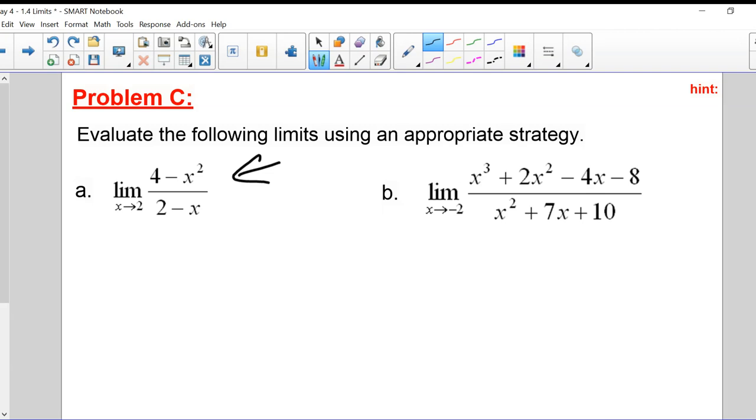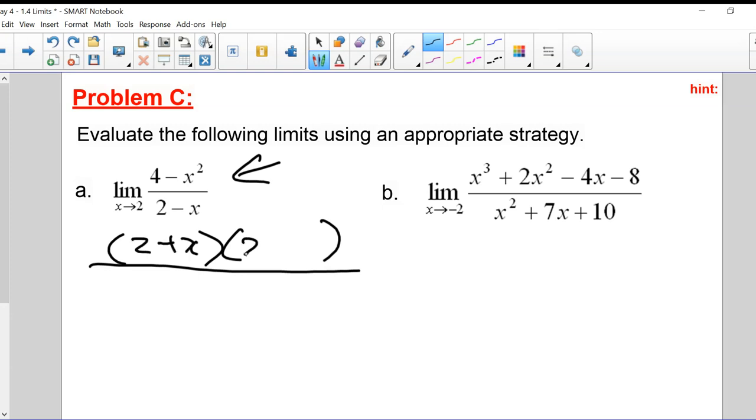There you go. We can factor it. So I think that's what we should have said. We should just go ahead and factor it. So if we factor it, what does that look like? Well, a difference of squares means you're going to have 2 plus x and 2 minus x. Okay, hopefully that rings a bell. We've done that before. And the bottom is still 2 minus x.